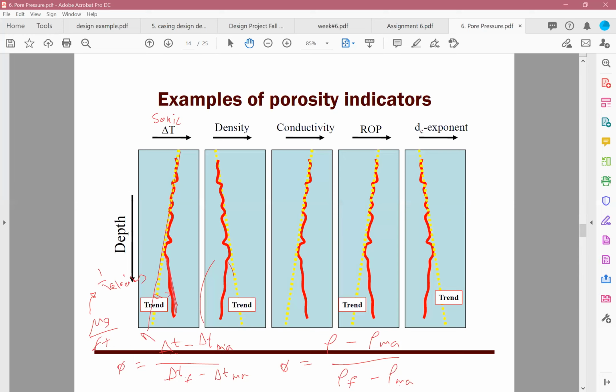Conductivity, rate of penetration, DC exponent, which I will show you the equation for. I will talk about it. These are also the type of measurements that show the porosity, and of course you can use them to calculate the formation pressure. Any questions so far?